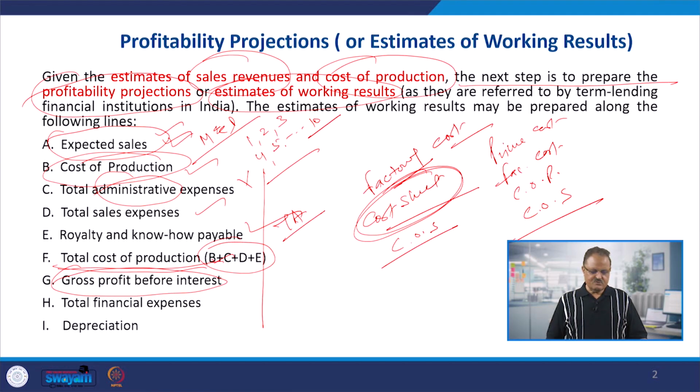indirect incomes, because we have two kinds of incomes in a firm. One is a direct income, which comes from the sales. Second is an indirect income, which comes from different sources. I will discuss with you at the appropriate time.